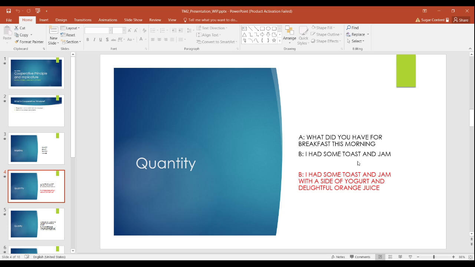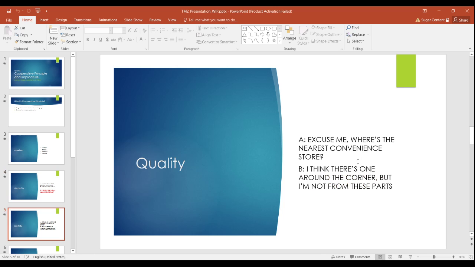As you can see from the example here, A said, what did you have for breakfast this morning? B replied with, I had some toast and jam. But if you look at the red text, B clearly violates the maxim of quantity by sharing too much information. As you can see, I had some toast and jam with a side of yogurt and delightful orange juice. A doesn't want to know that extra information. So let's move on with quality.